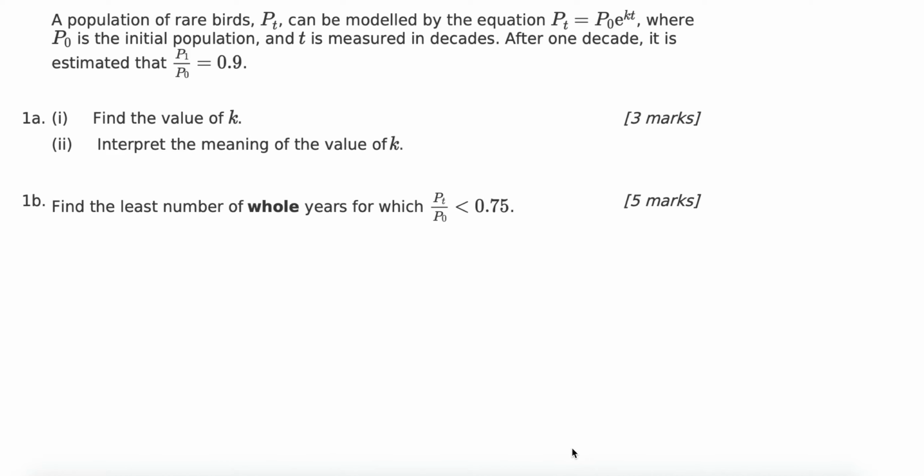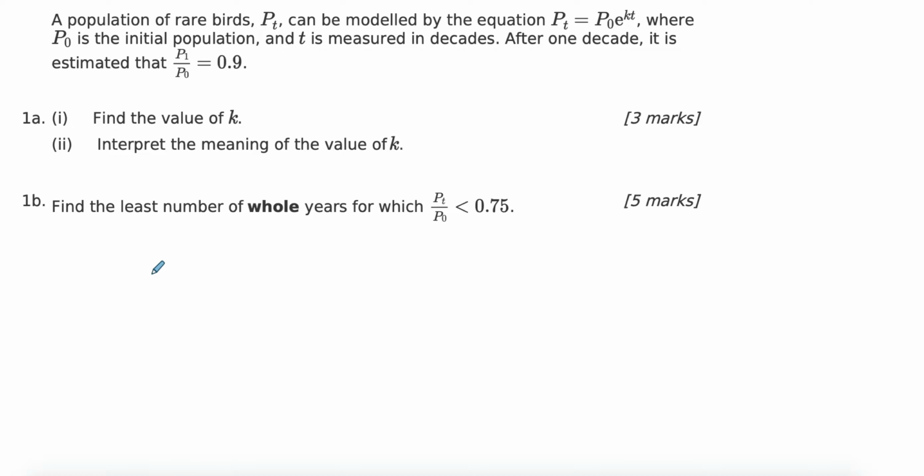So this is an exponential type question where we have e here. I'm assuming you've read and attempted the question, so I'm just going to jump into the explanation. To find the value of k, we need to use this fact that they gave us.